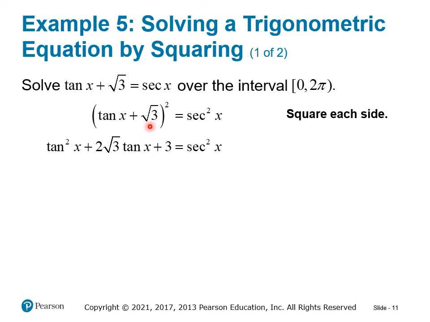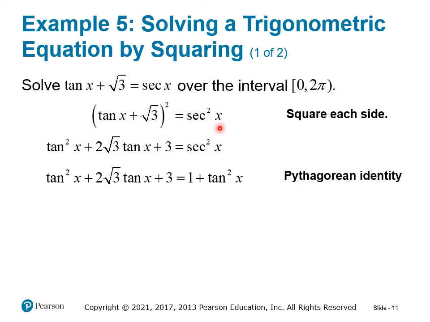Be careful, a lot of students try to move in a hurry. They square the first term, tangent squared, square the second term 3, and forget about the middle term. You cannot do that. That is not how FOIL works. And then, of course, on the right, we just get secant squared.